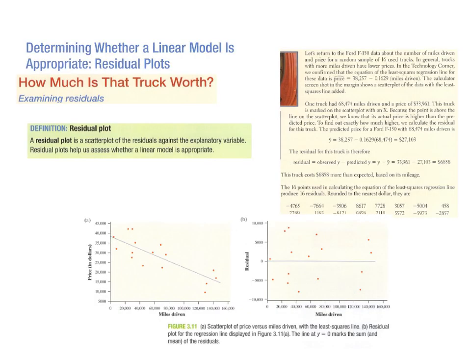Okay, so let's look at what we call a residual plot. A residual plot is going to be one of those things that's going to help us determine if a linear model is appropriate. Remember, we had normal probability plots before to help us determine if the data was approximately normal. We looked for a linear pattern. Okay, so a residual plot is a scatter plot of the residuals against the explanatory variable.